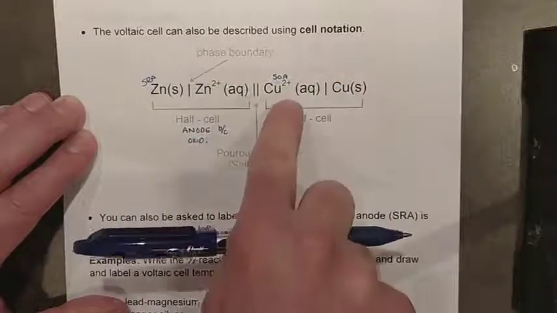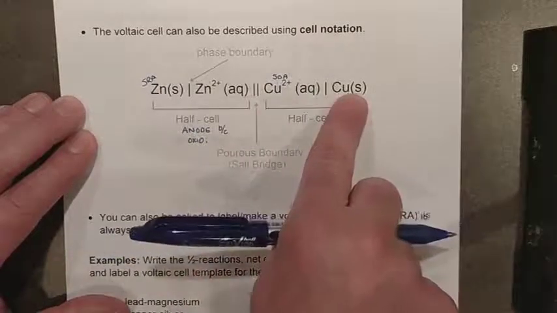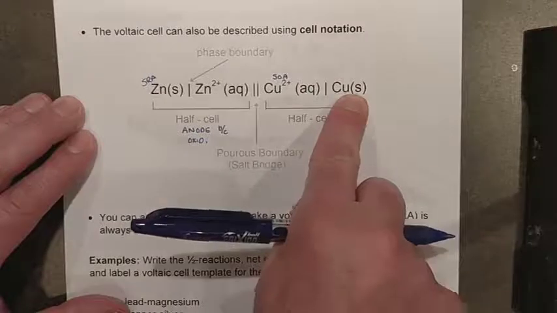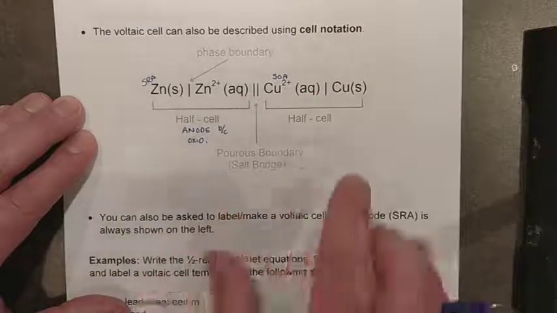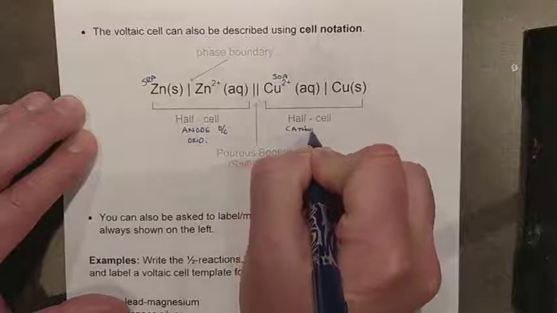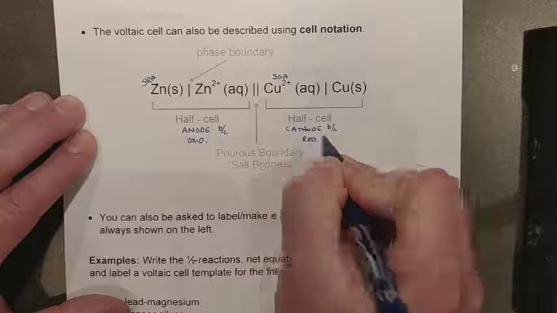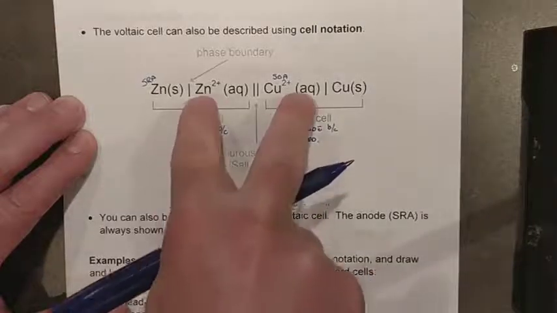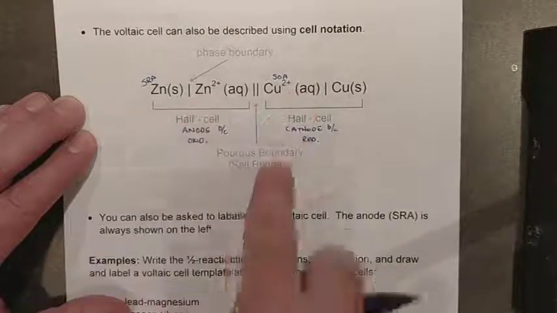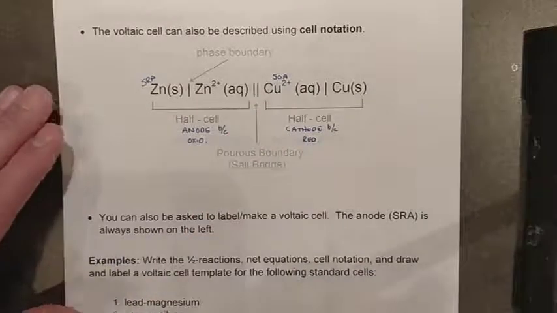All right, and you can see that the SOA would want to undergo reduction and therefore turn into elemental copper. Remember that we do reduce to pure metals, and so this half cell must be the cathode. Why? Because we can see evidence of reduction here. The two half cells are completely separated. There's your porous boundary, or the salt bridge, shown by two lines.